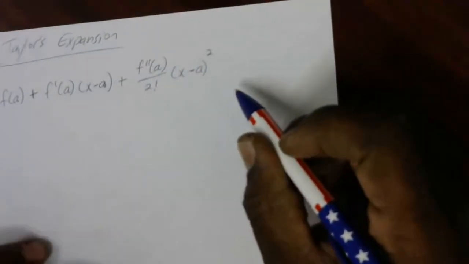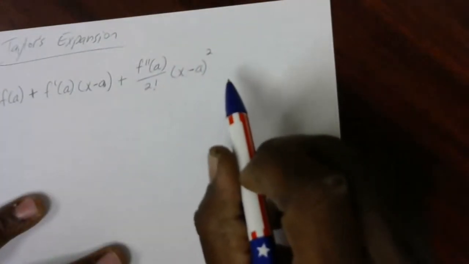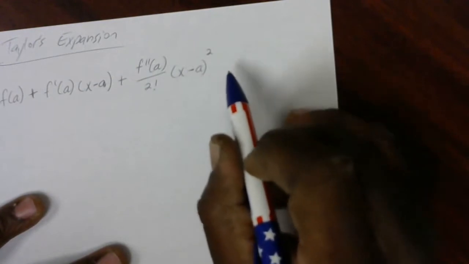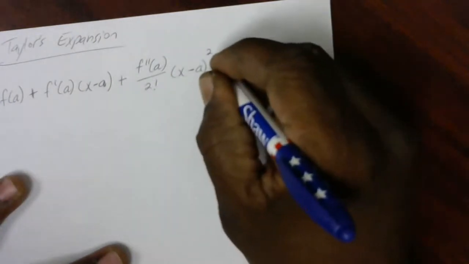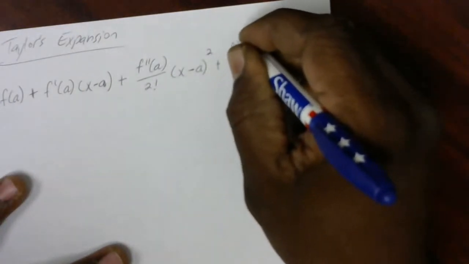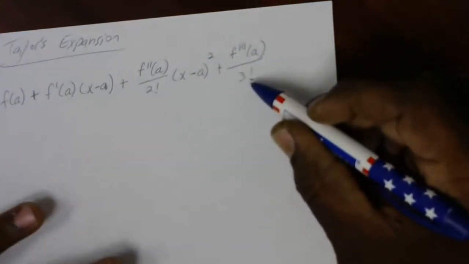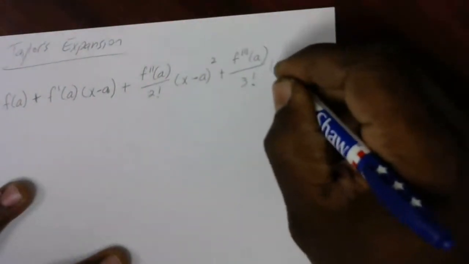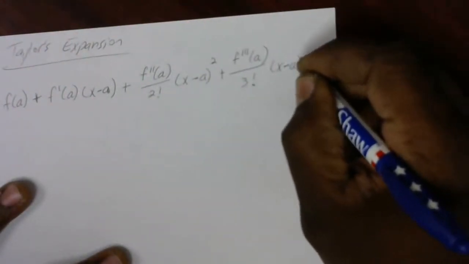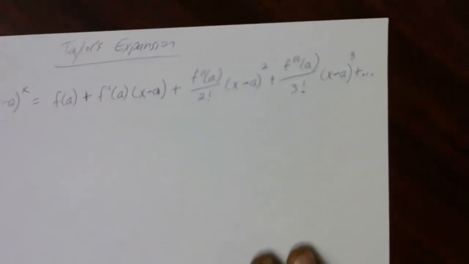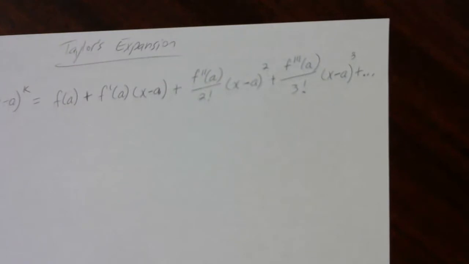I'm going to write out another term because I believe in the homeworks you may go up to this third degree. So plus f triple prime of a divided by 3 factorial times x minus a to the third power, plus dot dot dot. All right, so now let me explain about the degrees or the orders.